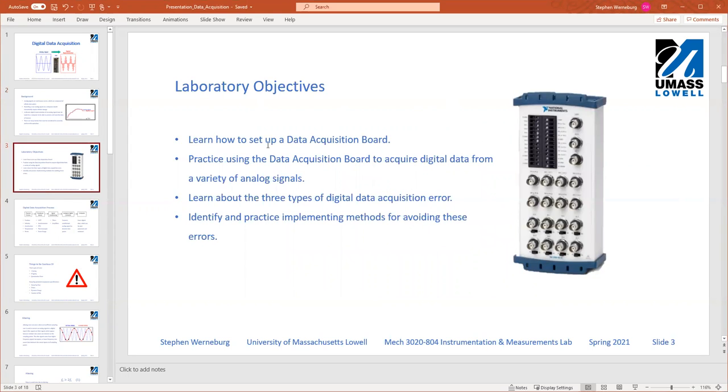The objectives of this laboratory were to learn how to set up a data acquisition board, practice using the data acquisition board to acquire digital data from a variety of analog signals, learn about the three types of digital data acquisition error, and identify and practice implementing the methods for avoiding these errors.